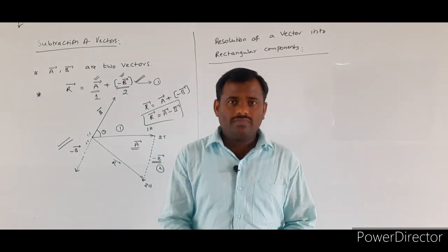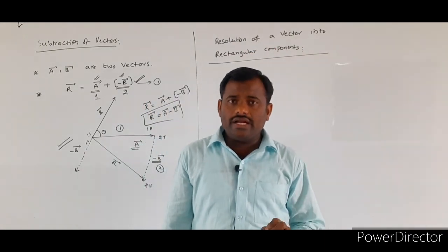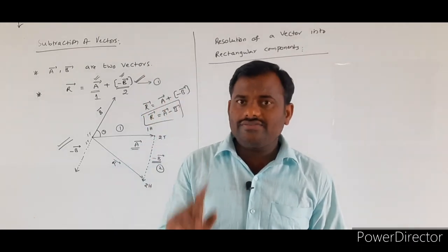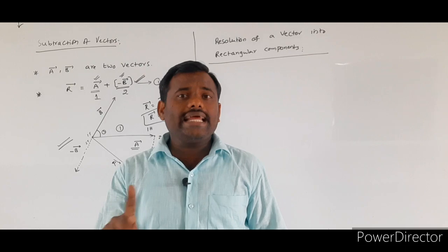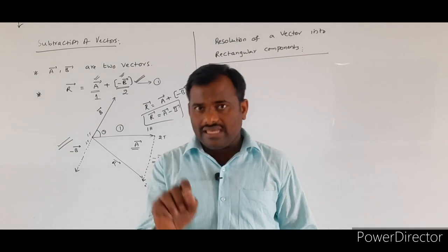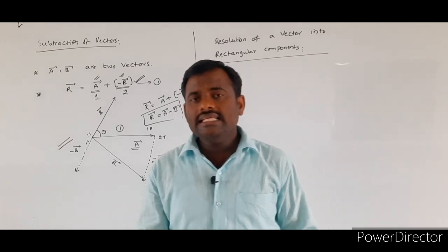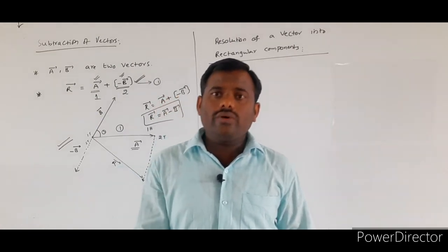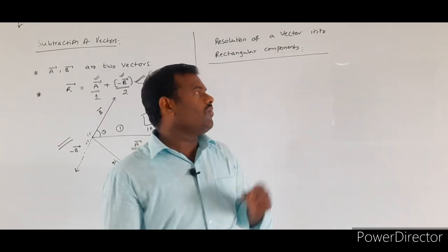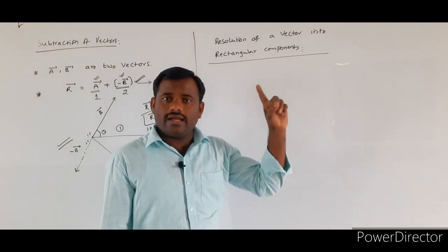Again, I am repeating the definition. Resolution of a vector into rectangular components. What is the definition of it? It is the process of getting the rectangular components of a given vector, and if these rectangular components are added vectorially, they will produce a vector quantity. This is simply the definition of resolution of a given vector into its rectangular components.